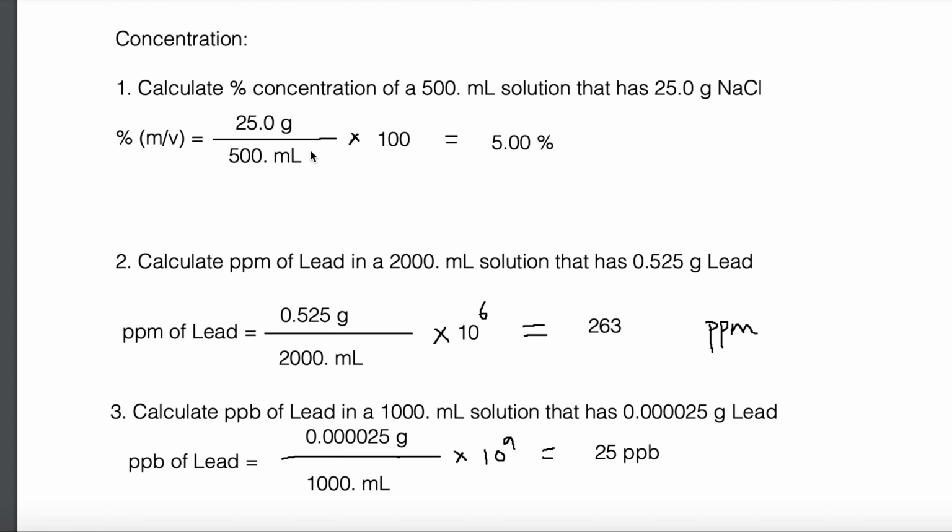What you do, you always take the solute, which is the smaller amount, divided by the volume or mass of solution. In this case, we have the volume of solution, 500 milliliters. You divide, this is the ratio, and you multiply it by 100. It's supposed to be 100%, but we don't want to think 100% is 1, that multiplying by 1 gives the same number. No, we just multiply by 100, and the percent is going to be there. So you do that, you should get 5%.